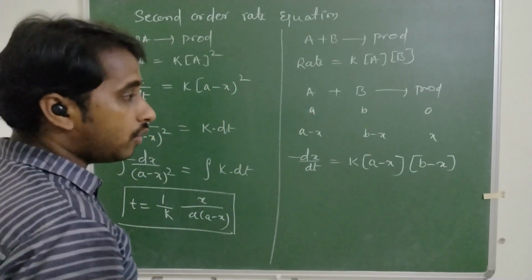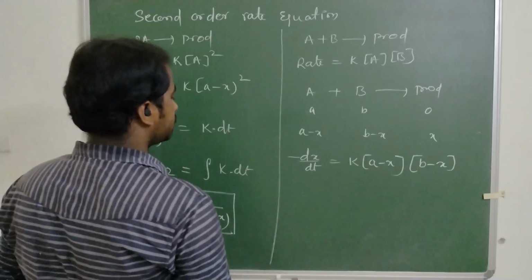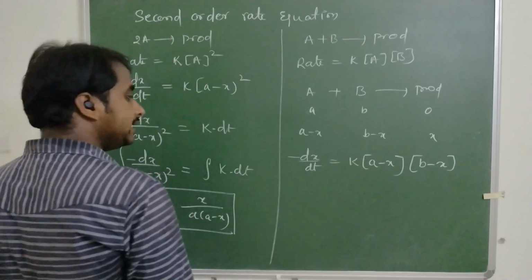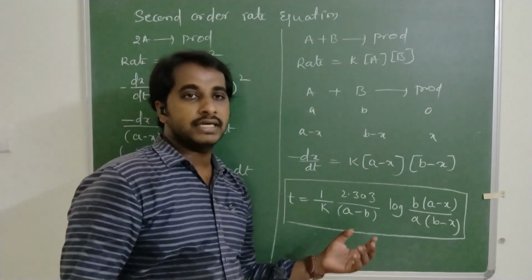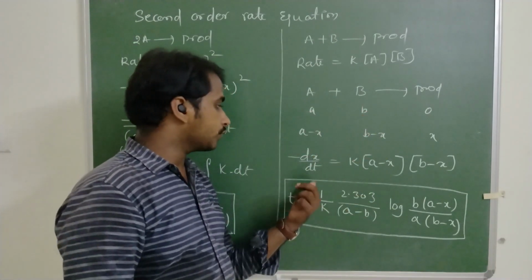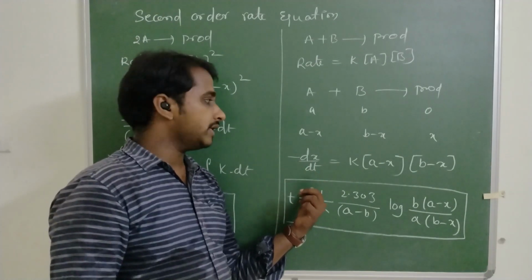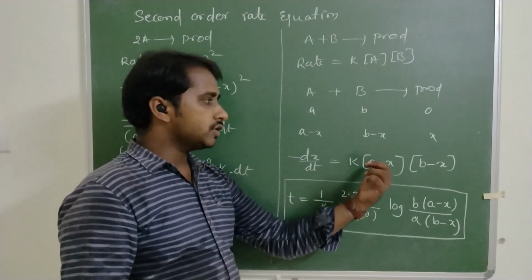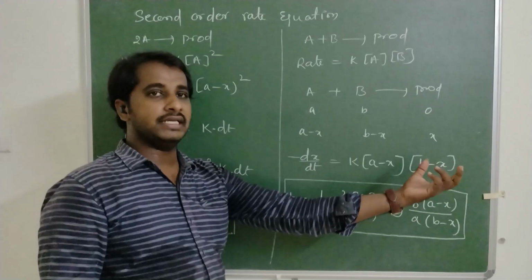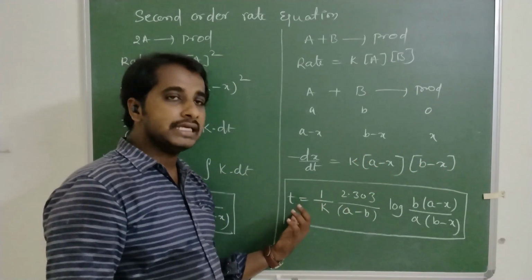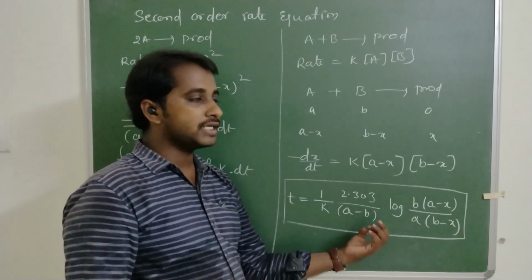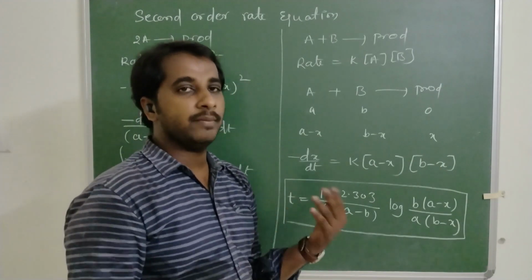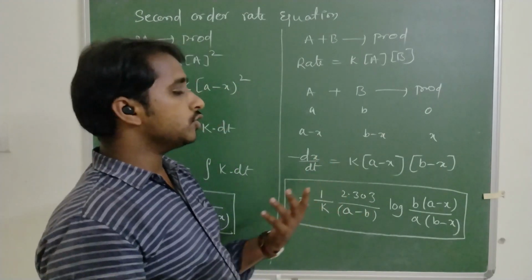So upon doing all the integrations of the rate equation, the final equation we get is: dx by dt is equal to k into (a minus x) (b minus x), and t is equal to 1 by k into 2.303 by (a minus b) log of b into (a minus x) by a into (b minus x).